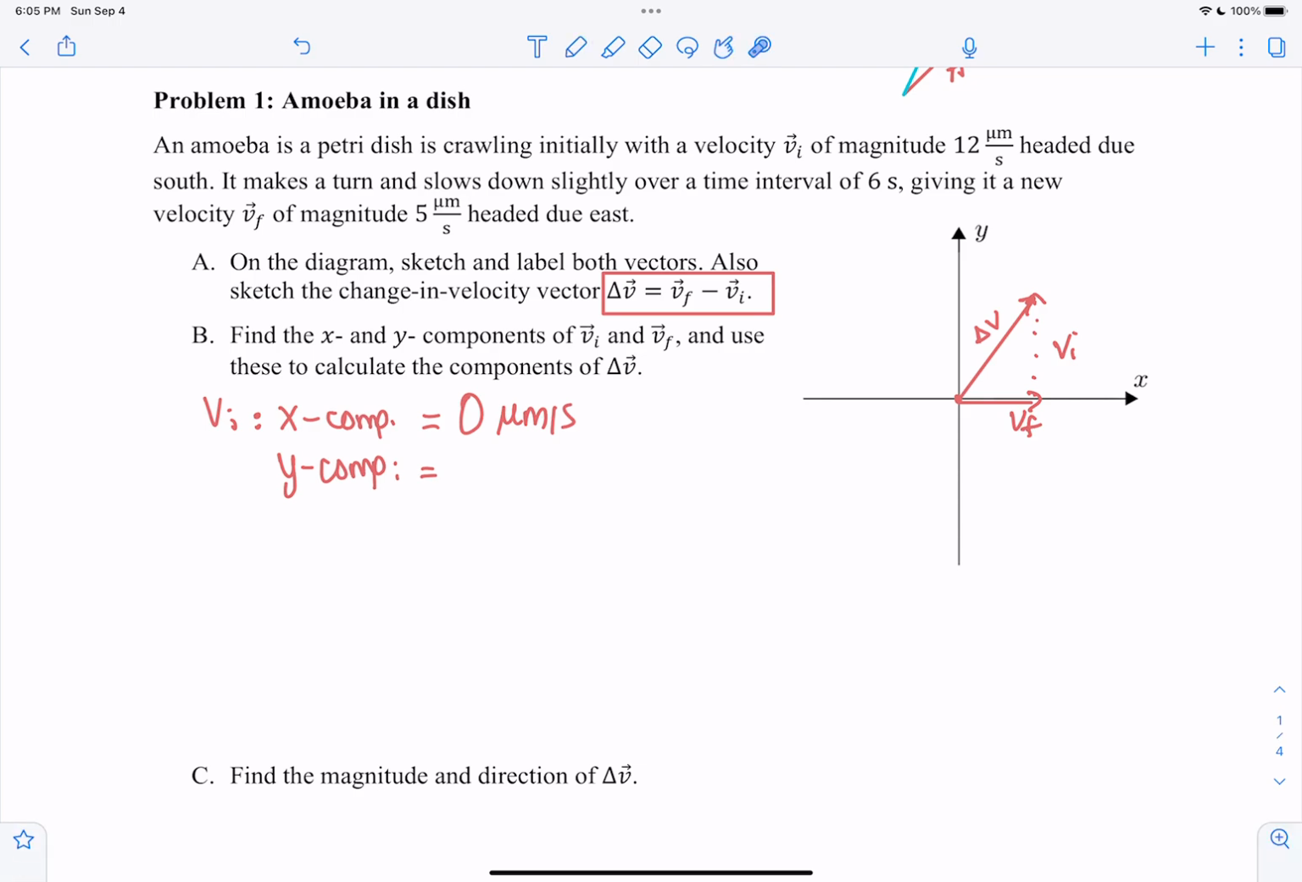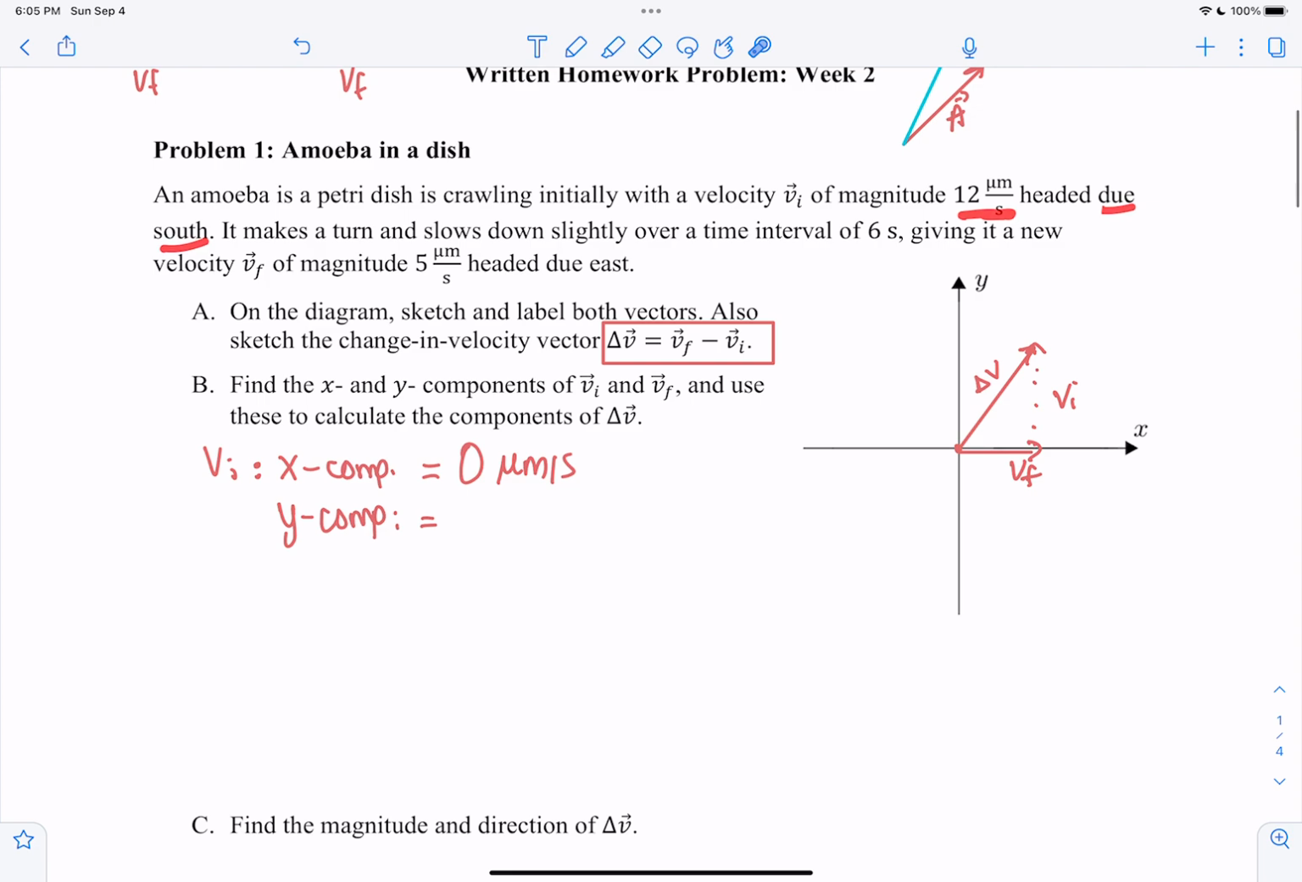Right, so that would be the magnitude of it, and then we also need to assign a direction. So it was 12 micrometers per second headed due south, and if we go by the regular coordinate plane directions, this is positive y, this is negative y. We're going by the original direction of the problem, so we're doing VI headed due south. If it was south, it was in the negative y direction, so it should be negative 12 micrometers per second.